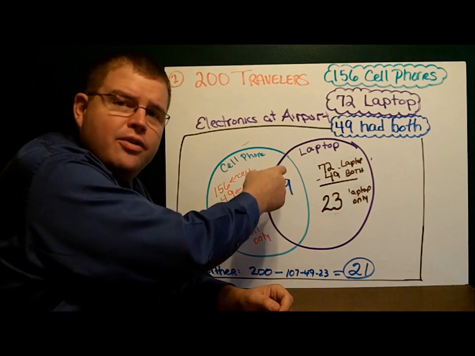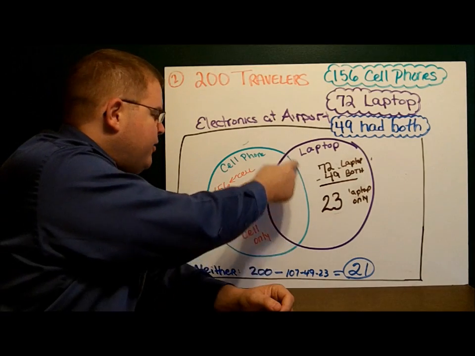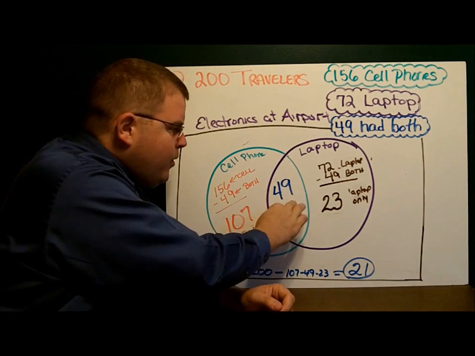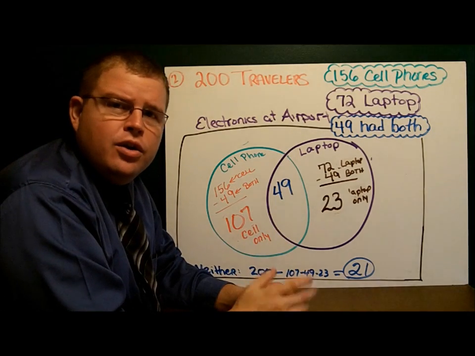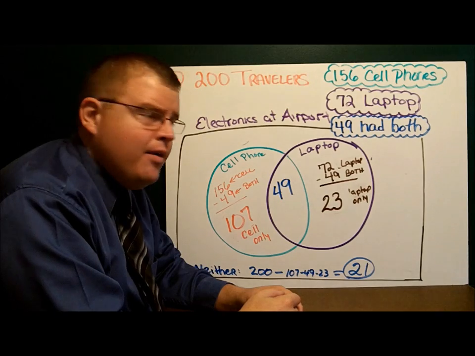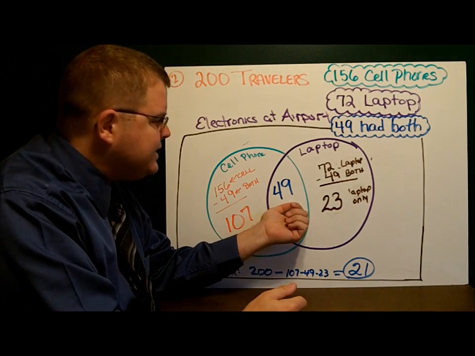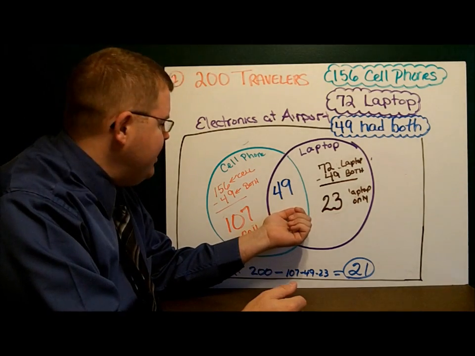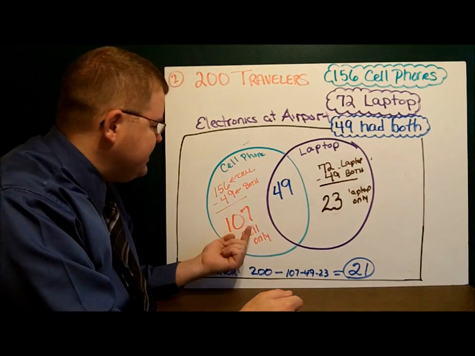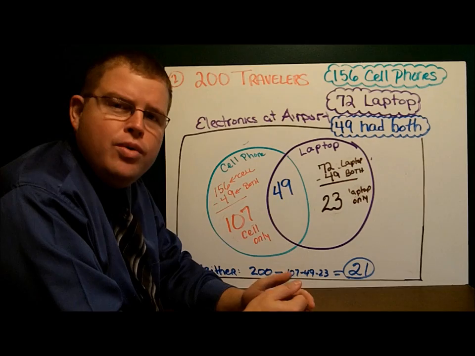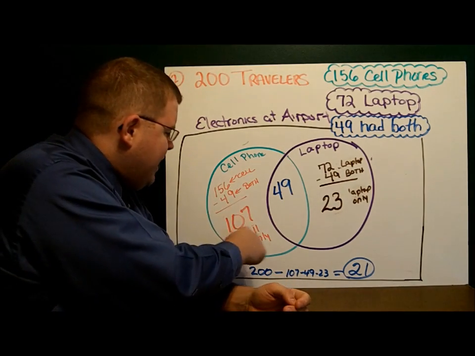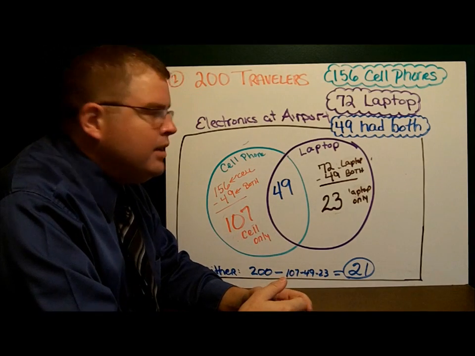Same idea for the cell phone. There were a total of 156 cell phones, 156 people in the green circle. 49 are already in the green circle because we know they had both. How many people had just a cell phone? Well, if there were 49 cell phones already counted here, and there's a total of 156, there must be 107 people who had only a cell phone. And we did the subtraction for that to figure that out.